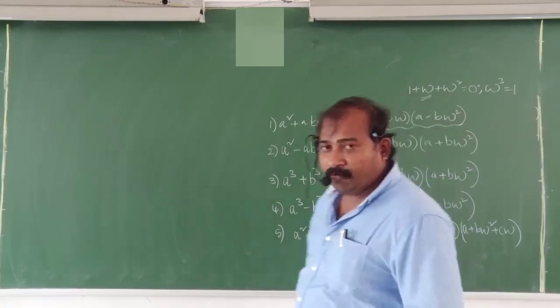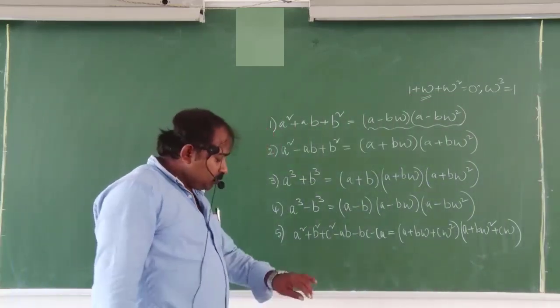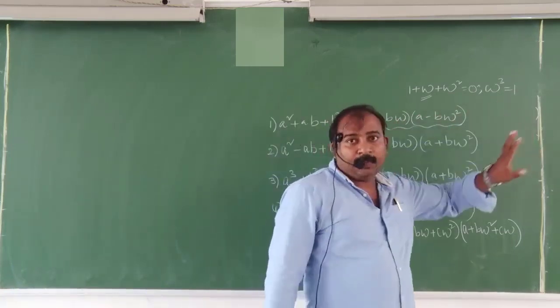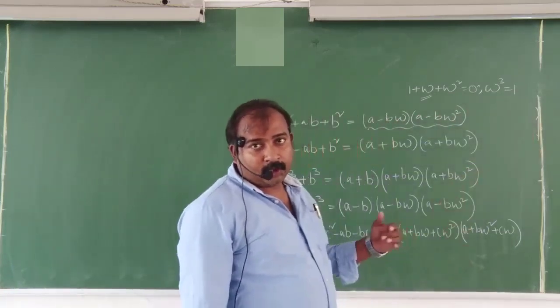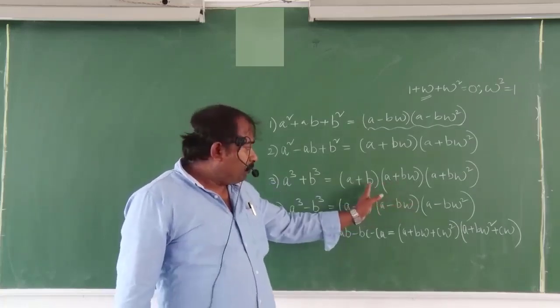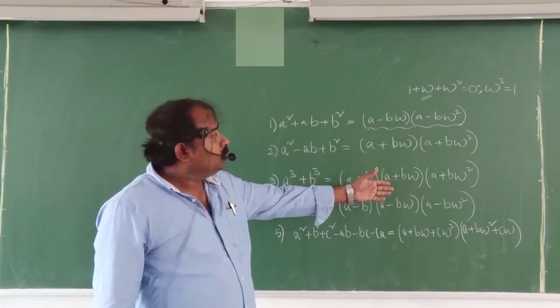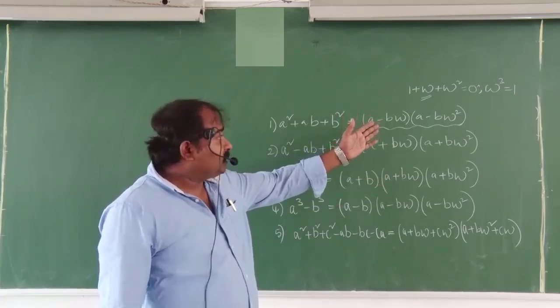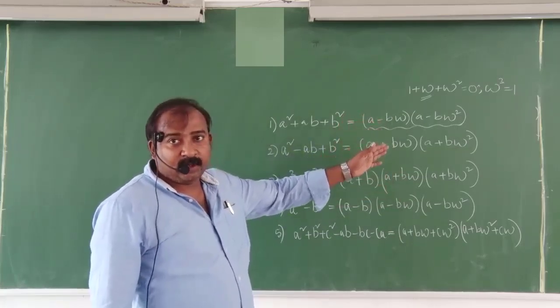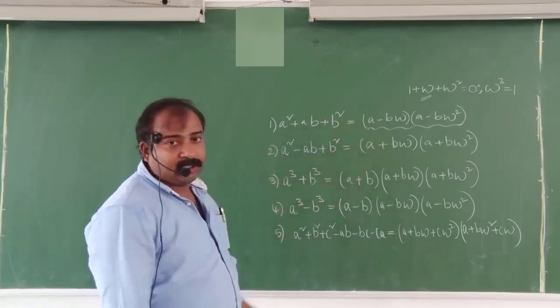The omega will satisfy the condition, ma'am. 1 plus omega square equals 0 is one property, and omega cube equals 1. So this side part you can take it and multiply them. Wherever you get omega cube, replace it with 1. Wherever you get 1 plus omega square, you can place the value 0. Then you will get all these results.